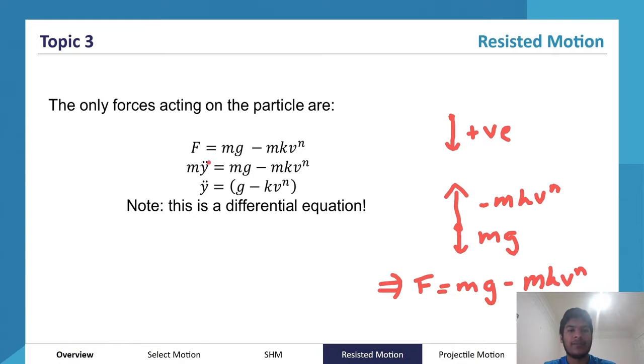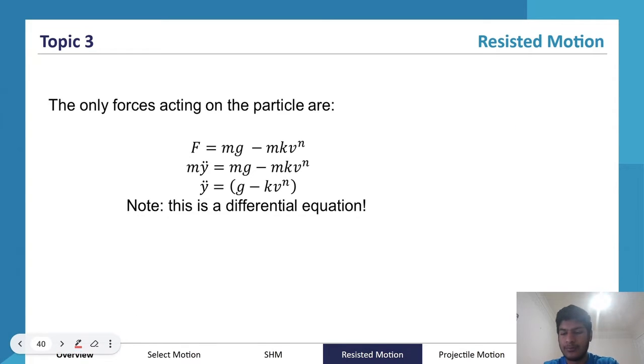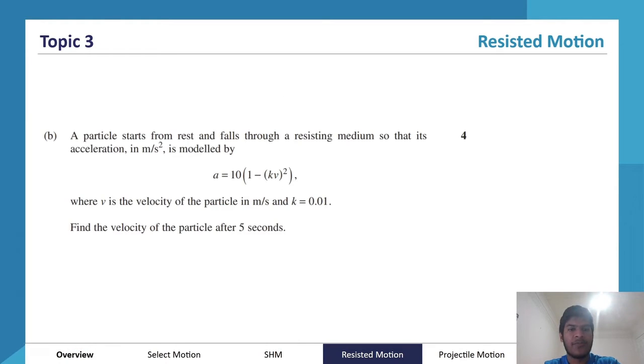And that's going to say mass times acceleration is that. We can divide through by mass, and we end up with that expression here. And this is a differential equation which you've potentially seen some of in Extension 1. So yeah, not too hard.